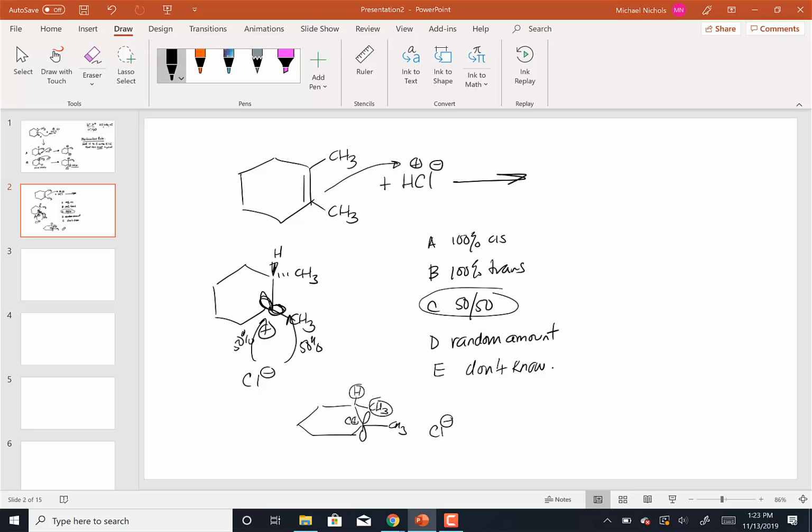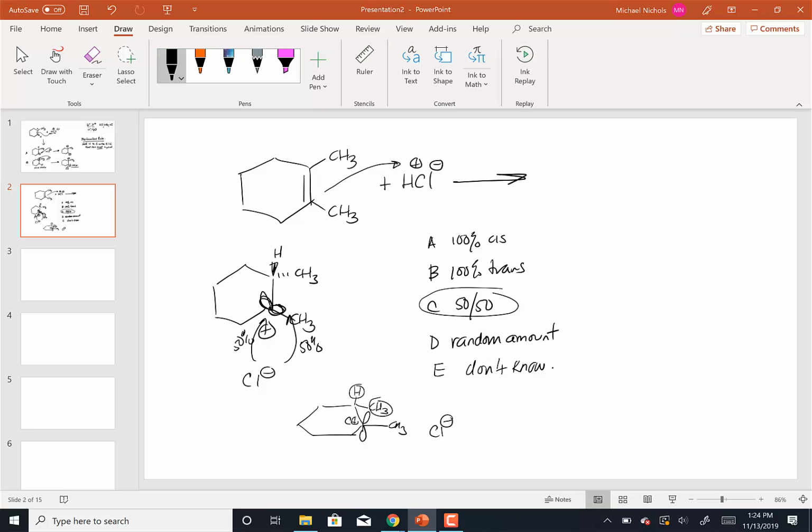To begin with, why did I add the H plus to the top carbon? Because you told me to. I said top or bottom, and you said top. What if you would have said bottom? I would have added it to the bottom, and where would the methyl group be? On the top, so where would the chloride go? If the methyl group is affecting the chloride, it would go in the opposite direction. Or if it's affecting it positively, it would go in the top direction.